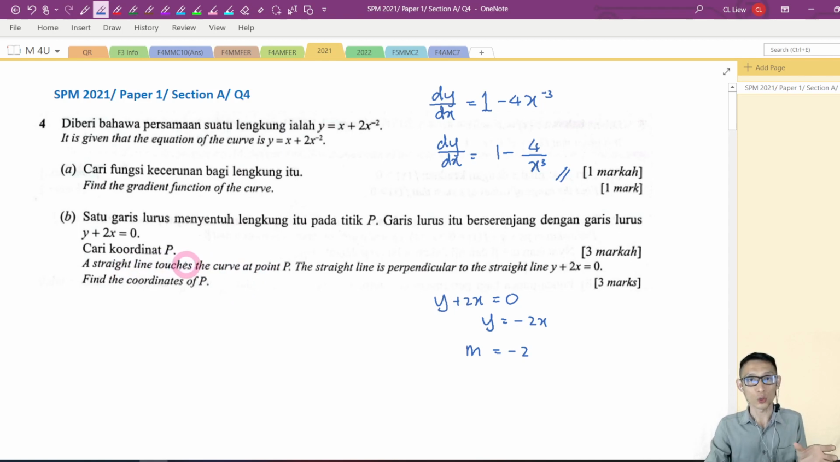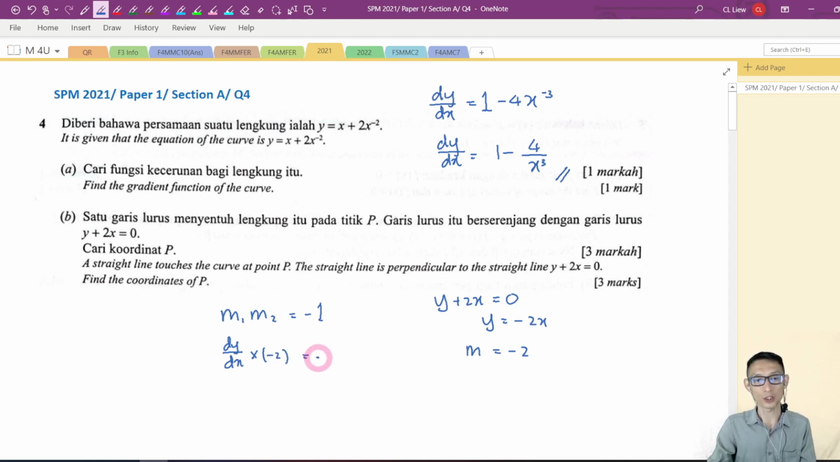Now, this straight line is perpendicular to this straight line. So what's the relationship between the gradients of two lines which are perpendicular to each other? We know that m1 times m2 is equal to negative 1, right? I just let this one be m2. And how do we get the gradient of a tangent? It's actually dy by dx, right? So dy by dx times the gradient of this line, negative 2, is equal to negative 1 because they are perpendicular to each other.